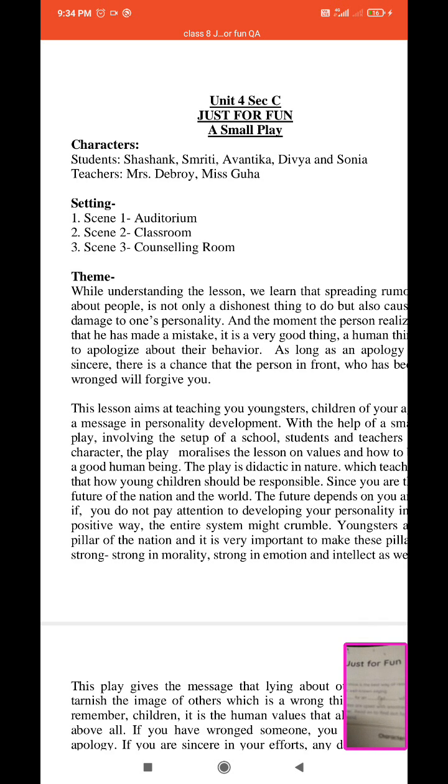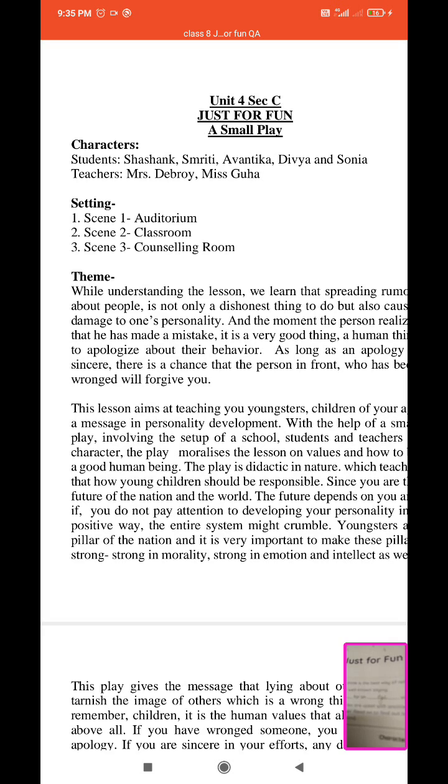Scene one is played inside an auditorium where the kids are rehearsing for their play, which they are going to present on the occasion of Children's Day. The second scene is in the classroom where the teacher tells the class a story and conveys the message that if we lie about somebody, if we spread wrong rumors about somebody, it may damage their image forever. It may damage their morale forever. It may affect them for life.